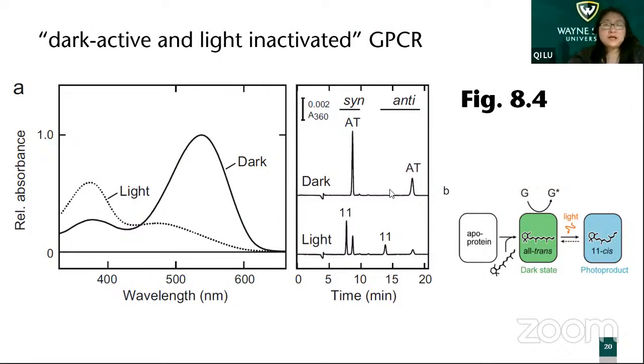So here we see that in the dark state, it indeed has some absorption, and that absorption is different from the light state. In the dark state, it can activate the G protein until it's inactivated by the light. Of course, it's also more binding with the all-trans retinal.